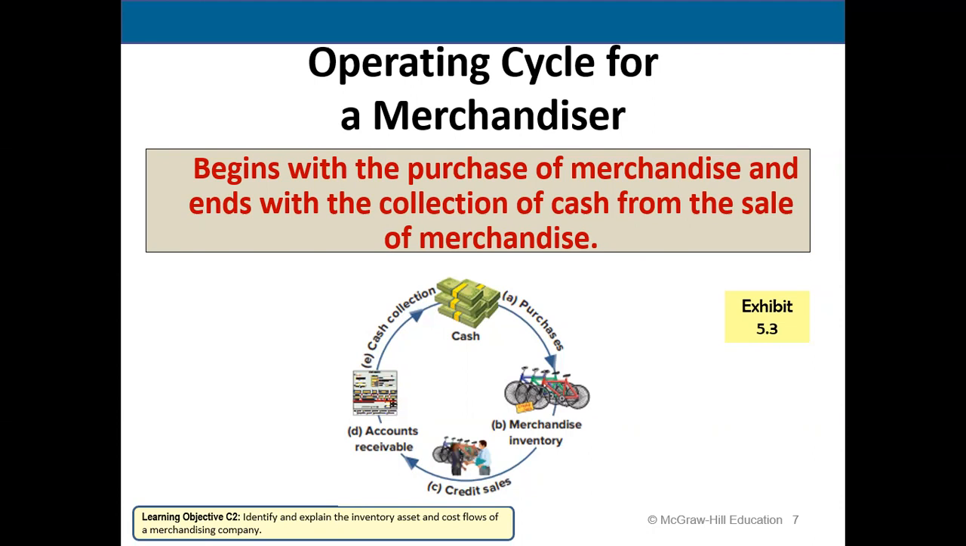If you don't sell things on credit, then you have purchases, merchandise inventory, and that goes straight back to cash as you sell things for cash. Many businesses do some of each.